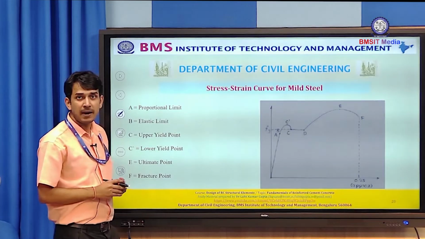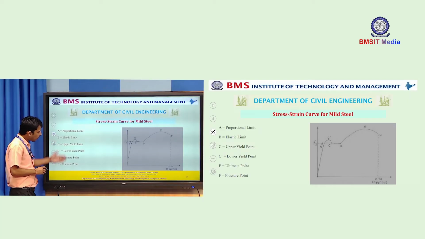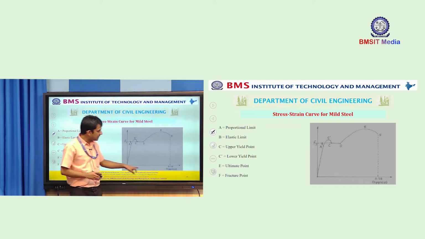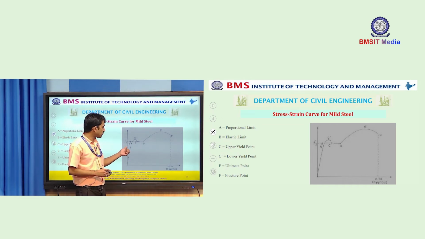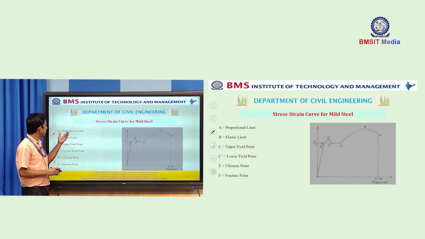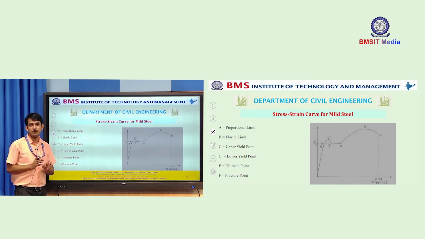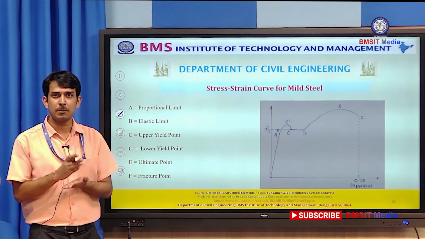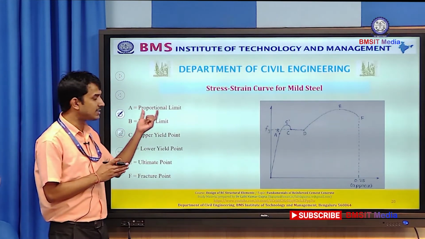This is the stress strain curve we have, the stress strain curve for the mild steel, in which we have all these points. This curve is drawn between the strain and the stress. So A, B, C dash, D, E, F, these are the points we have. The A point is the proportional limit, up to which the material behaves as per Hooke's law. Hooke's law says that stress is proportional to strain. So up to point A, that law is valid.